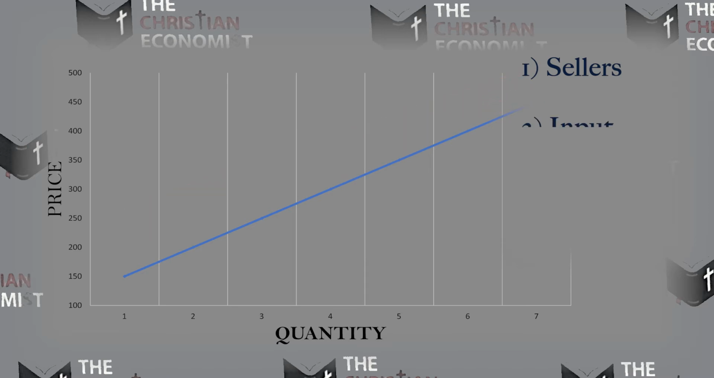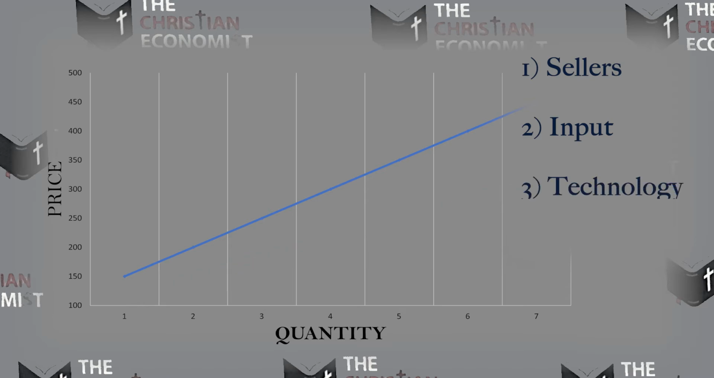The second one is the I. That's the input price. Well, how much does it cost the airlines for labor, for fuel, for the aircraft, for the landing rights, for taxes? Those things will move that curve either left or right. As the input prices go up, the curve moves to the left and flights become more expensive. As the input prices go down, the supply curve moves to the right and flights get cheaper.